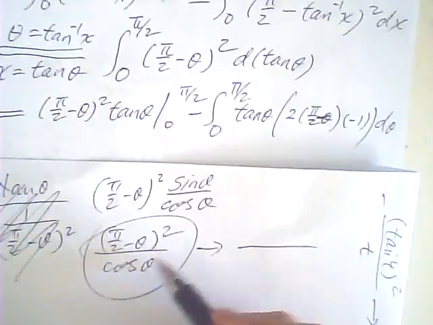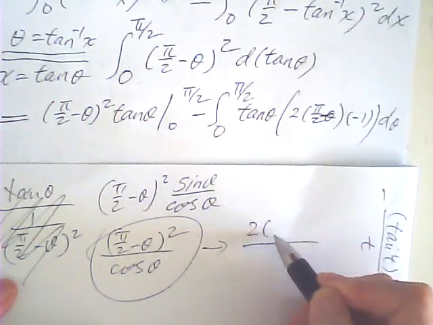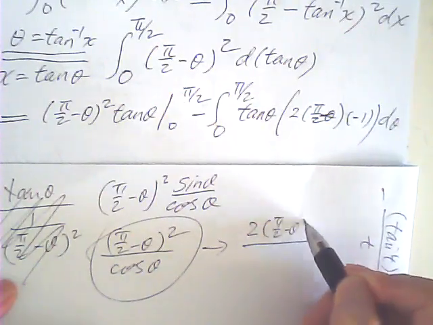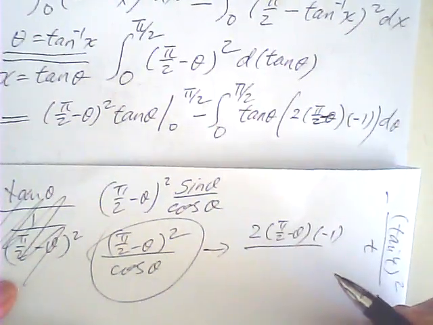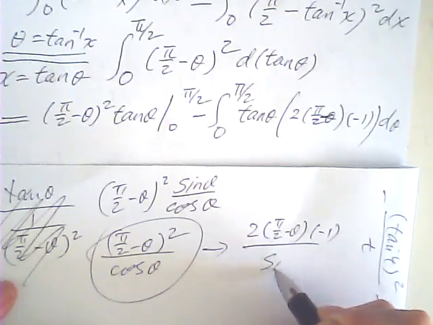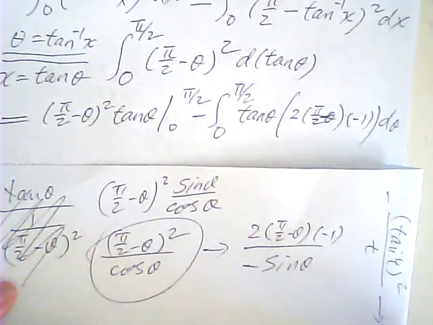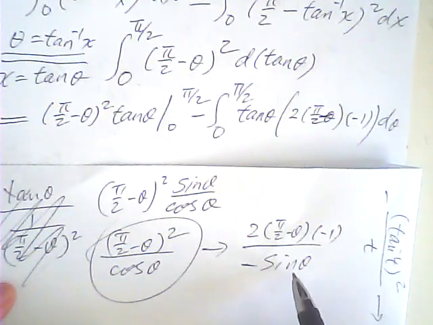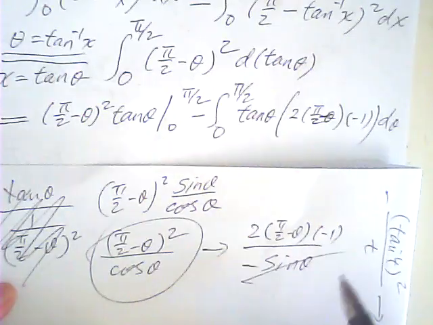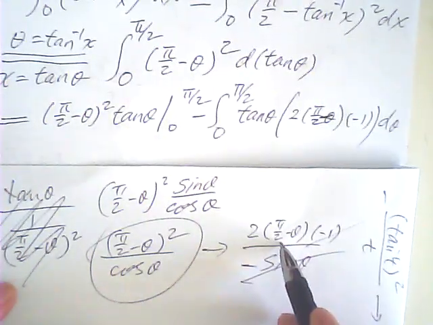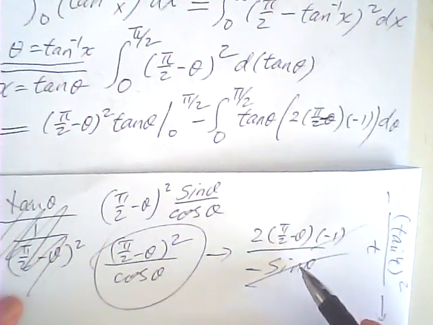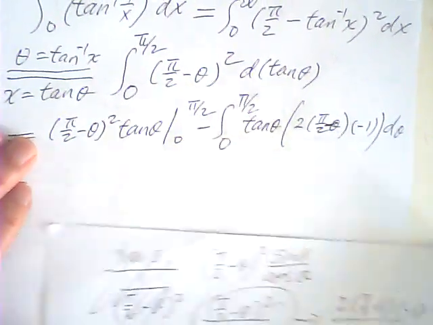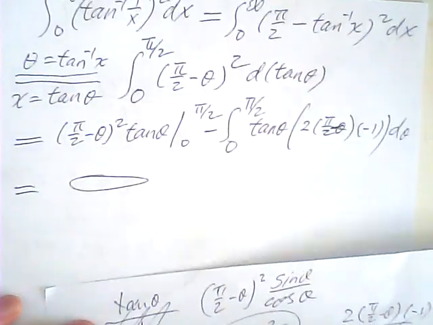Then we take a derivative, 2 half pi minus theta times negative 1, right? And this one is sine theta, negative. Then we take a limit as theta goes to half pi. This goes to 1. This goes to 0. So everything goes to 0. Wow, it's good.